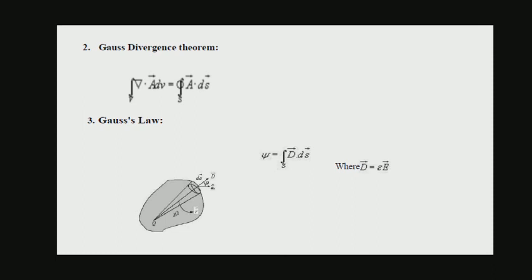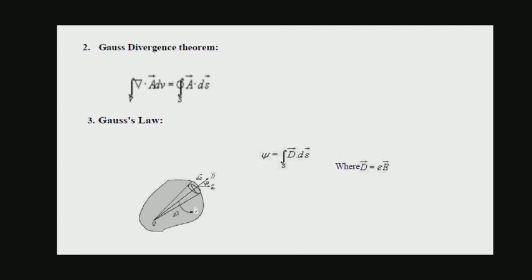Next, Gauss divergence theorem. Divergence theorem states that the volume integral of the divergence of the vector field is equal to the net outward flux of the vector through the closed surface that bounds the volume, and mathematically, the volume integral, that is integration over v of the divergence of the vector field, that is del dot vector A dv, is equal to the net outward flux of the vector through a closed surface, that is closed integration over S of vector A dot vector dS.